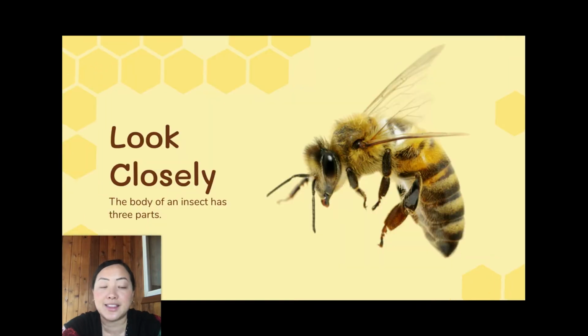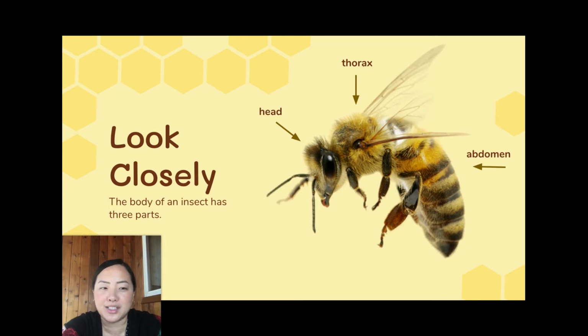Let's look closely at this bee. Something interesting about insects is that there are 3 parts to an insect's body. They all have a head. This part of their body is called a thorax. The thorax holds the rest of the insect's body together, and the bottom part is called the abdomen. Let's try to remember these 3 parts. Head, thorax, abdomen. Head, thorax, abdomen.